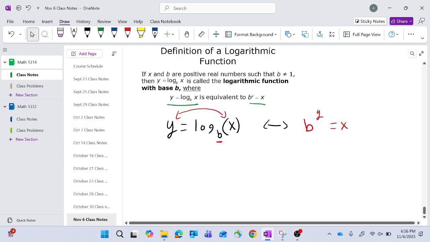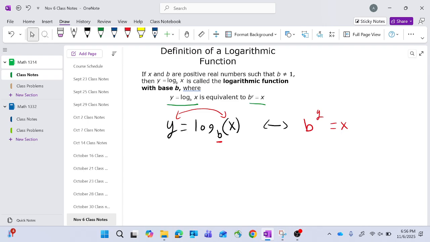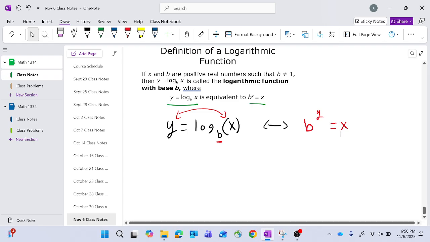Any questions here, guys? That's really important, how to switch between the two. You do need to know how to switch between the two. And that's how you do it. Base of the log is base of the exponent. Flip the x and y's.